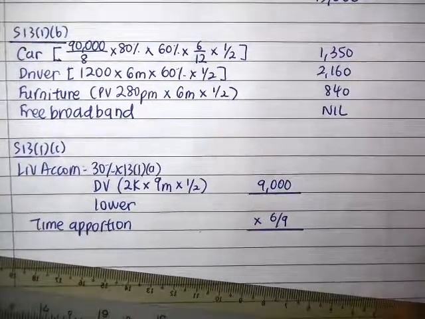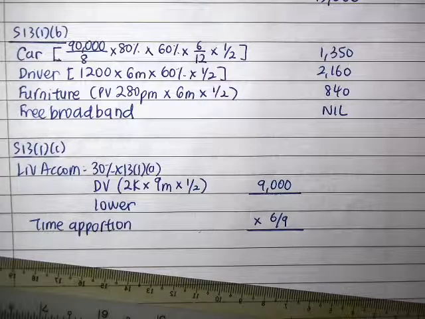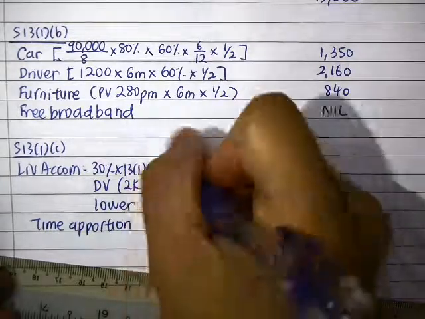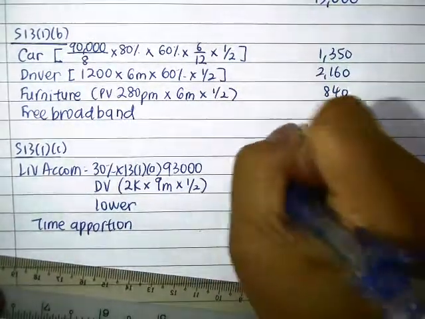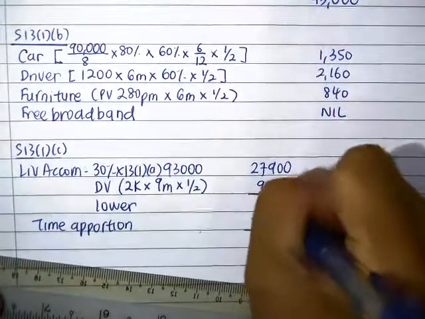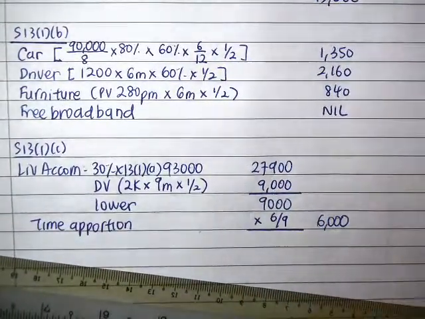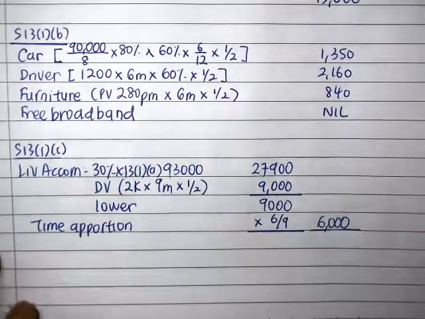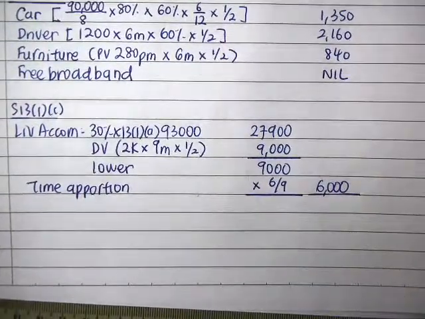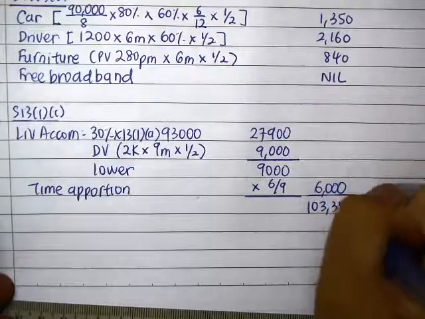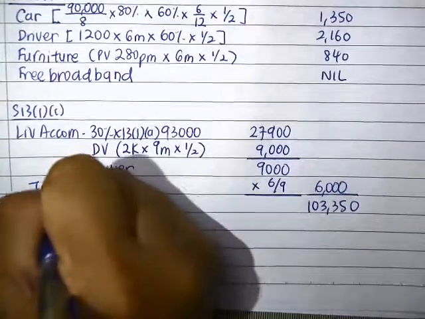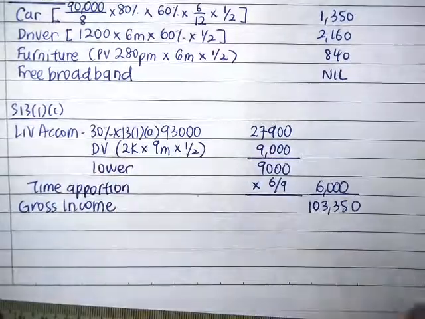Right, so 93,000. Thirty percent of 93 is 27,900. So 9,000 is the lower. So 6,000. So 93 plus 135, 216,840, 6,000. My gross.